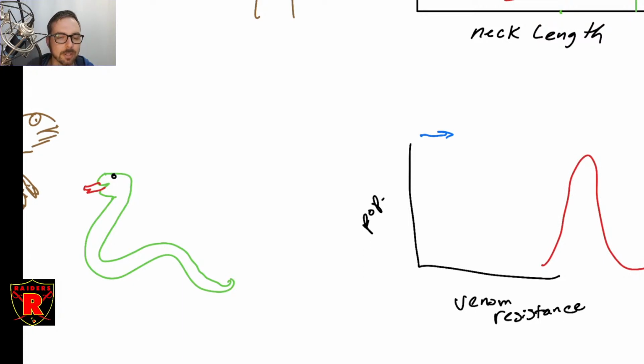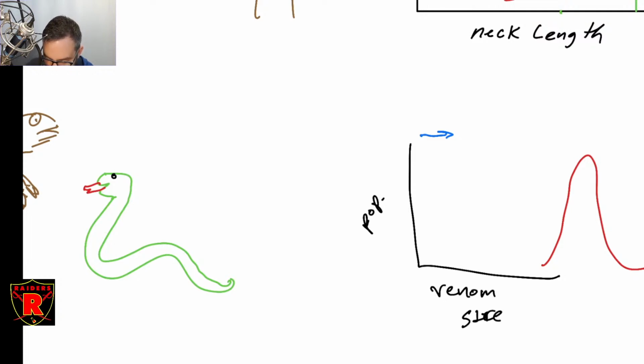Well, you can imagine that the snake has got the exact same thing going on, right? Only the snakes with the most potent venom are going to be able to kill the mongoose. The ones with the weak venom can't kill the mongoose. So the exact same thing is happening over here with the snake, except the snake has got venom strength going up.